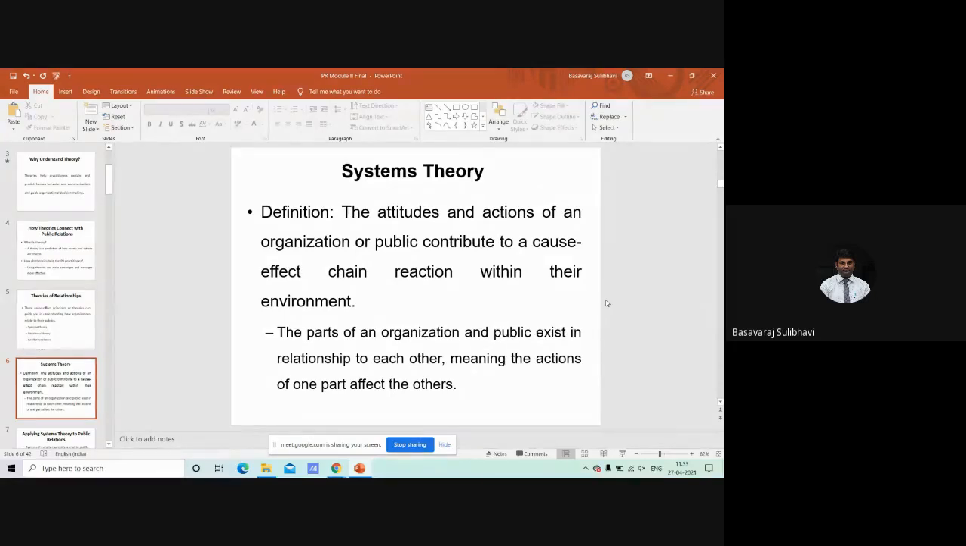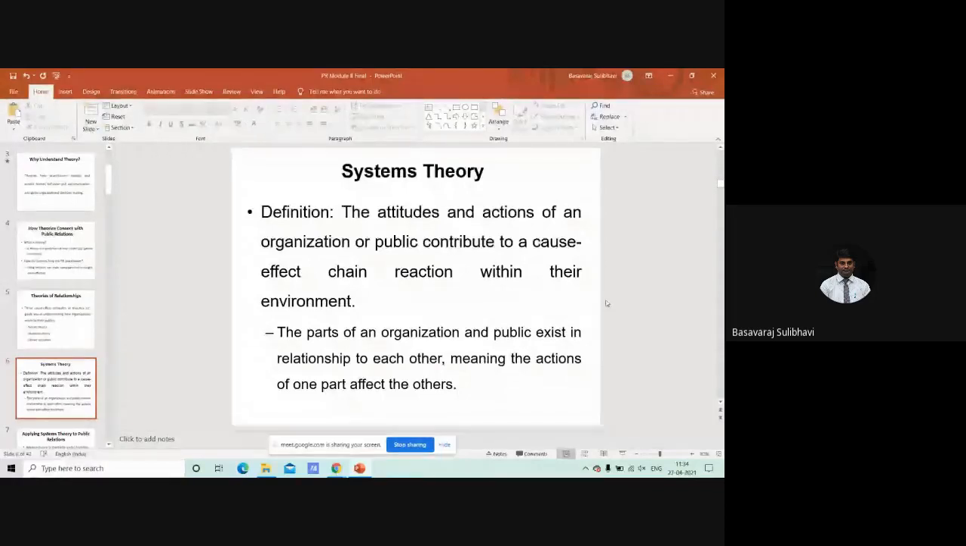If we want to make it simpler, say now we have the parts of an organization and a public which exist in relationship with each other. Meaning it says that the actions of one party affect the other. So the event which pertains to both of them, one way or the other, the action of one will be affecting the other. The other will in turn affect the person who initially acted. So the organization will be exerting some effect on the public. In return, the public will also have some effects on the organization. So this cause and effect relationship will be happening between both of them.